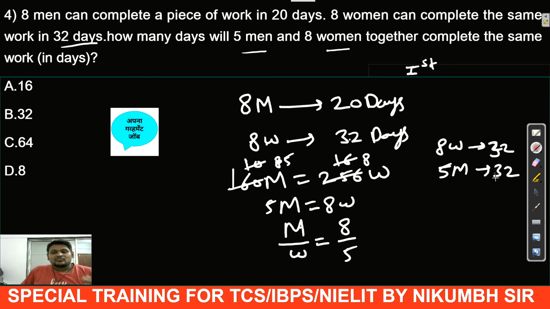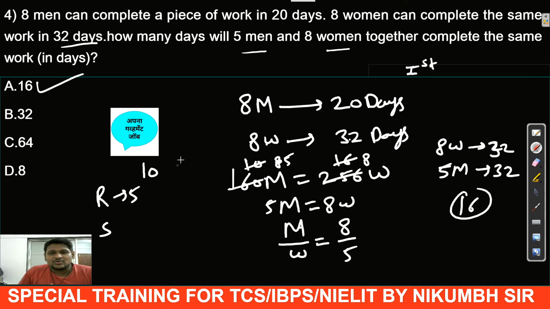Now from here the answer is 16, and your answer is 8. How is the answer 16? Observe this. Suppose the total work is 10. Ram is there and Sham is there. Ram does 5 work per day. So how many days will he require to complete the work? 2 days.